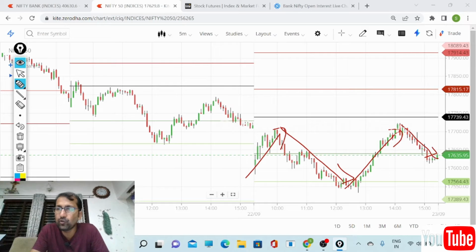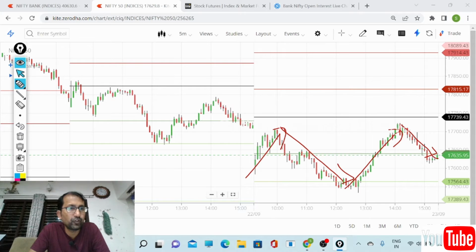And the markets closed around the support level, that is around 17,635. Now, as the SGX Nifty is suggesting that tomorrow we'll have 17,530 levels.